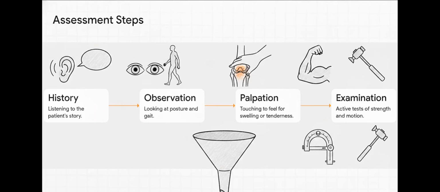Every standard musculoskeletal assessment follows this really rigorous, universal, step-by-step progression. It goes from taking your story to actively testing your physical limits. It always starts with the history, literally just listening to the patient. Then comes observation, where they're looking at things like your posture and your gait. Next is palpation, which just means physically touching the affected areas to feel for things like swelling, temperature changes, or tenderness. And finally, the examination. This involves active tests of your strength, your range of motion, and your reflexes. Basically, it's a structured funnel that slowly narrows down the diagnosis.